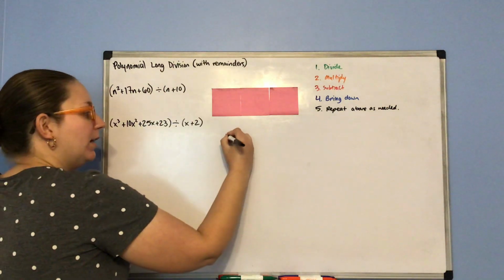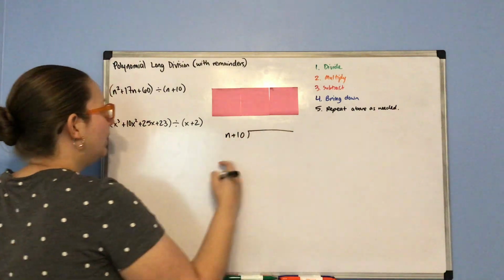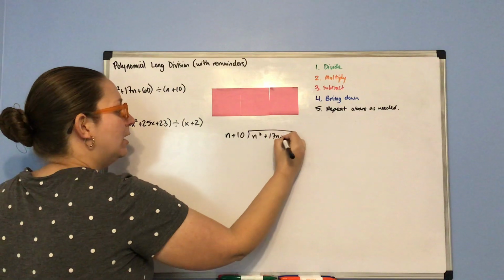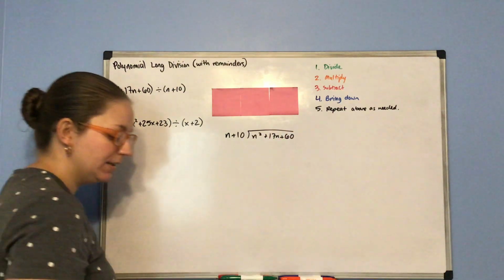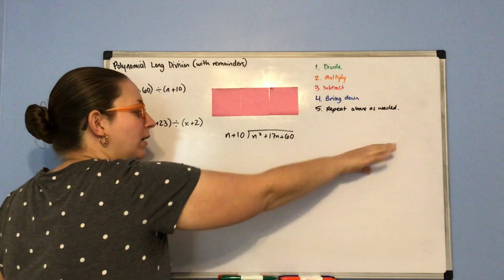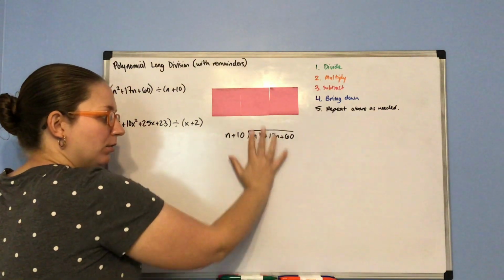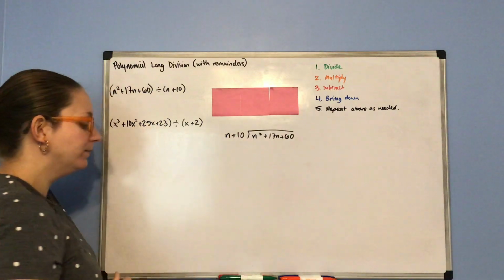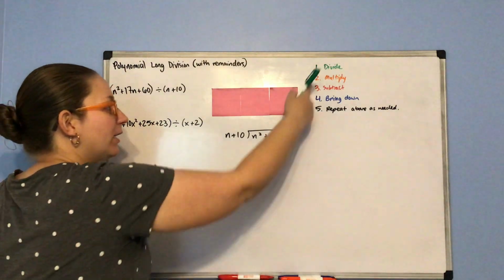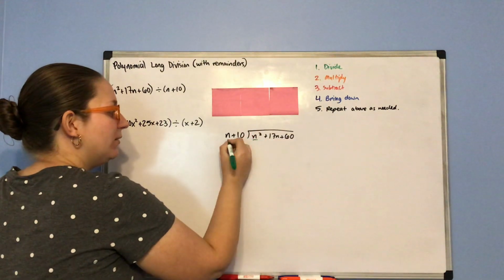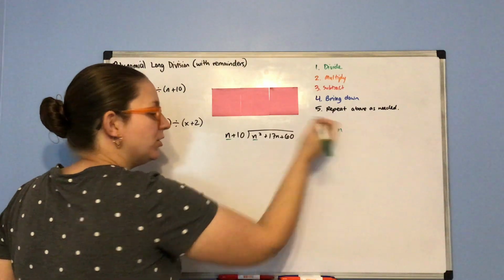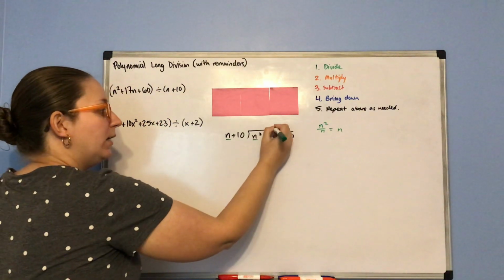So what I'm dividing by, n plus 10, goes on the outside. What's getting divided, n squared plus 17n plus 60, goes on the inside. Just like in the other video, I might do some side work over here, but the work you actually need to show, I'll do right here with the long division. Hardest part's getting started. To get started, we need to divide. By divide, I mean first term divided by first term. What is n squared divided by n? It's just regular n. We put that regular n up top.